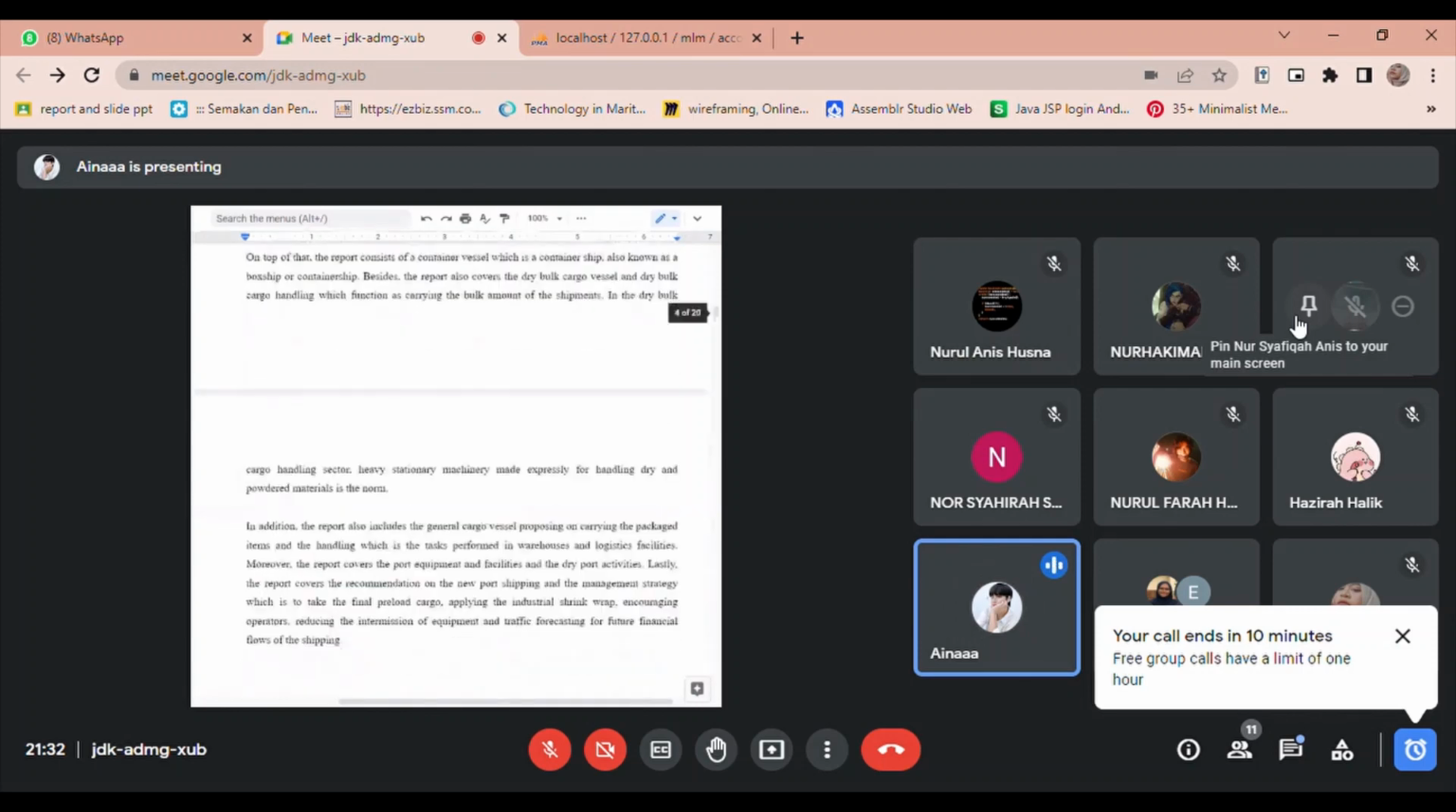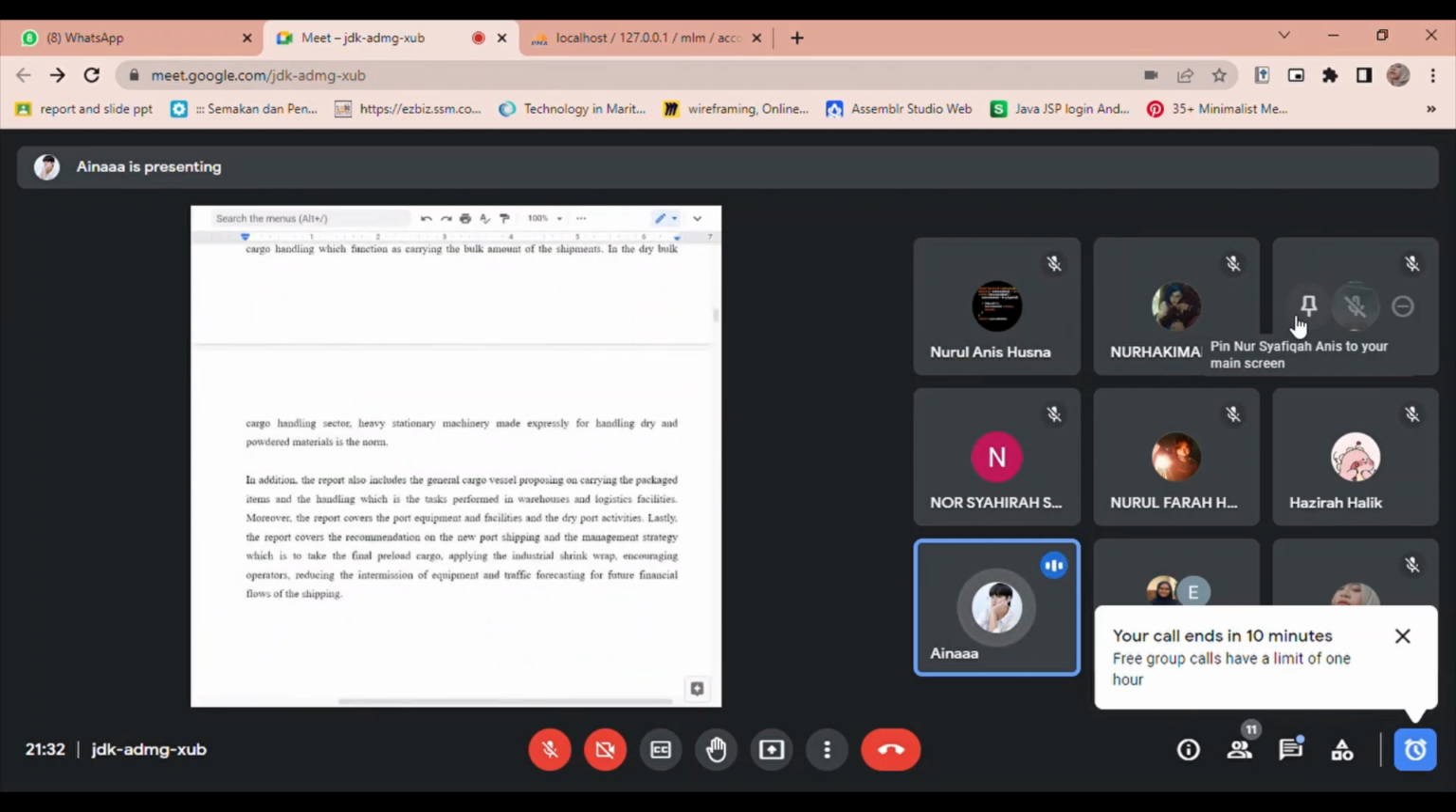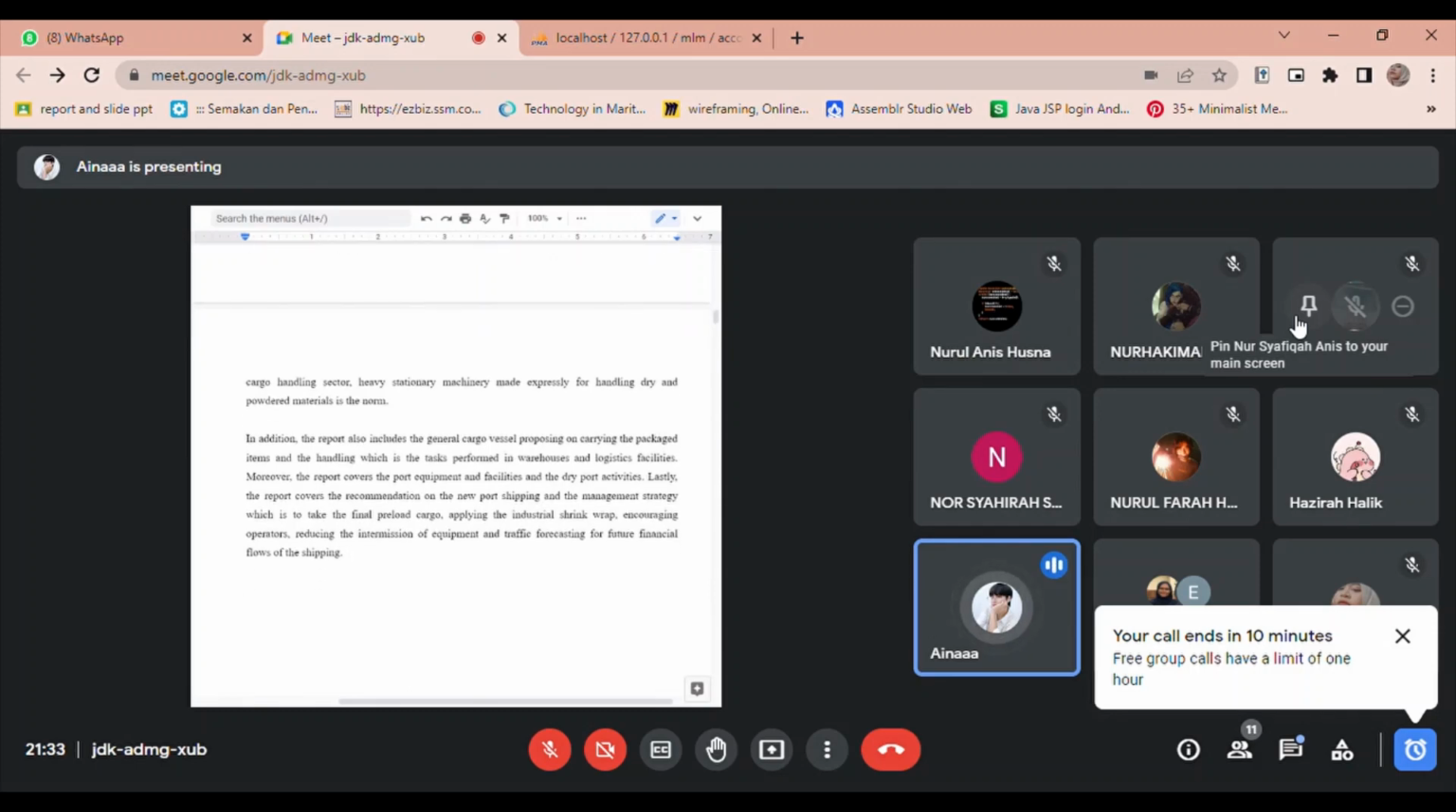The report also includes the general vessel, focusing on carrying packaged items, and the handling, which is the task performed in warehouse and logistic facilities. Moreover, the report covers port equipment and facilities and dry port activities. And lastly, the report covers recommendations on new port shipping and management strategy, which are to take the final preload cargo, apply industrial shrink wrap, encourage operators, reduce the intermission of equipment, and forecast traffic for future financial flows of shipping.